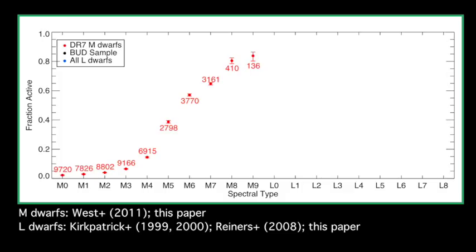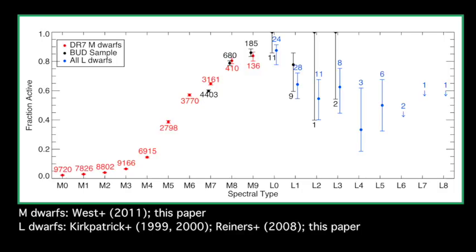When we include the BOSS Ultracool Dwarf sample, we see the fraction continues to increase to L0. When we combine the BOSS Ultracool Dwarf sample with L dwarf data from literature, we find that the active fraction peaks at L0, then decreases towards late L dwarfs.